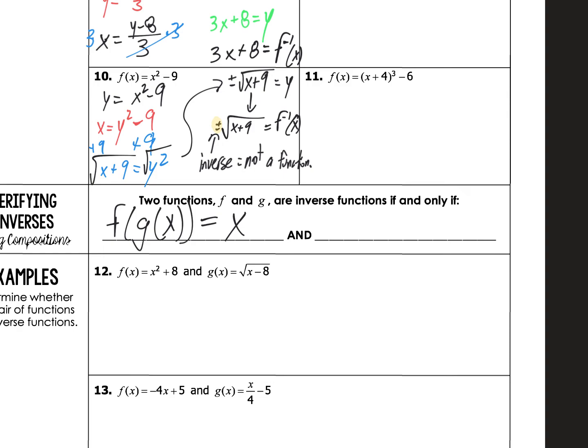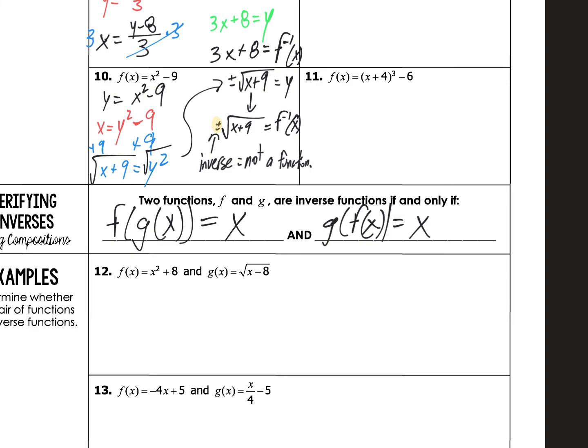And we could do the reverse of this. So we could do g of f of x, and we should also get this to cancel out. So either way that you plug it in, we should be seeing, hey, these are going to cancel out.